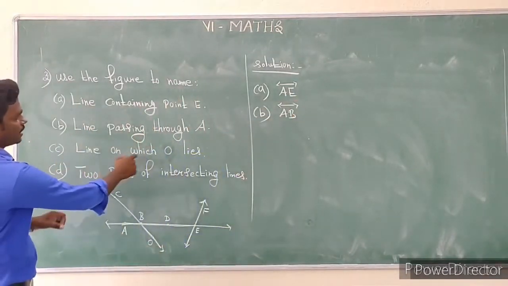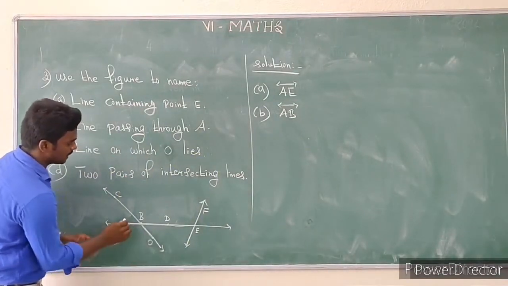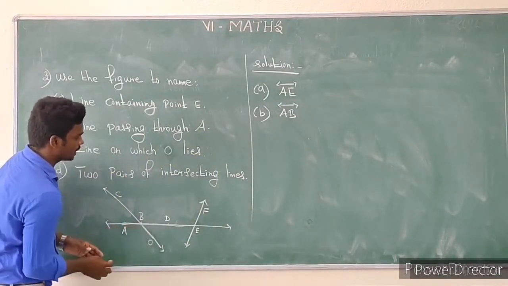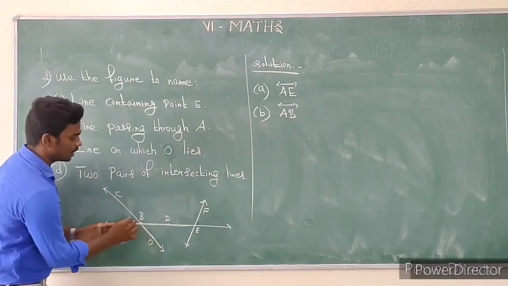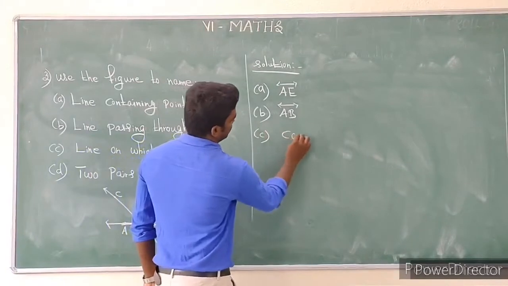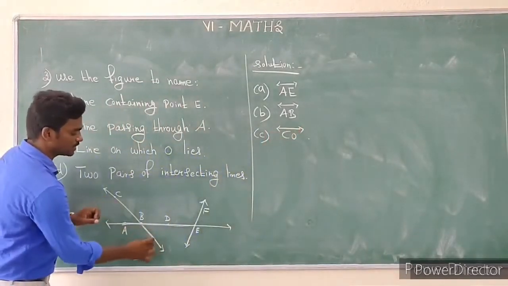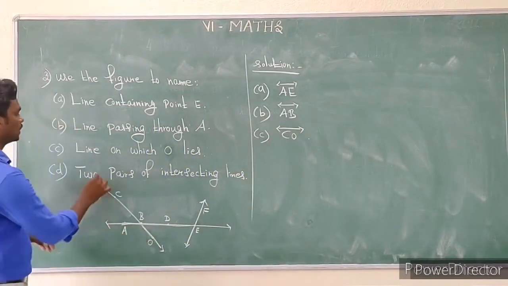Next, a line on which O lies. Where is the point O? Which line does the point O lie on? CO or BO, anything. We can write line CO, which contains the point O.